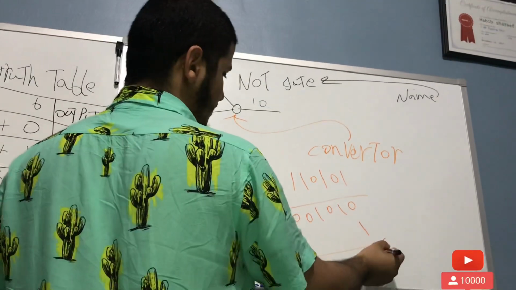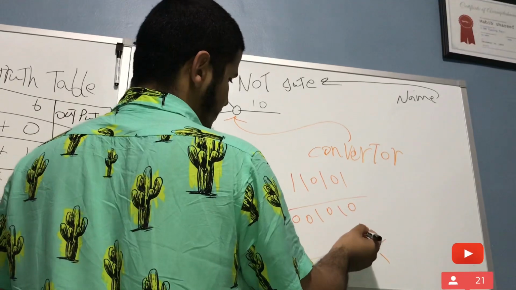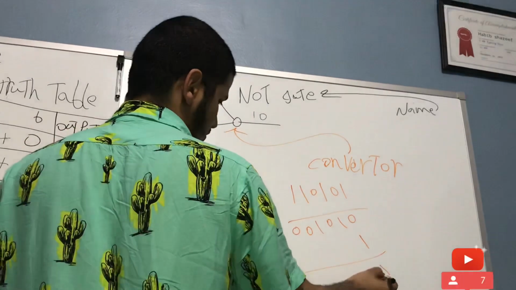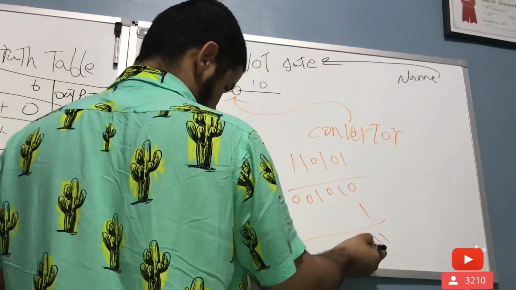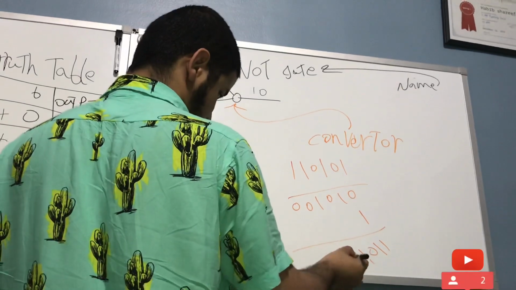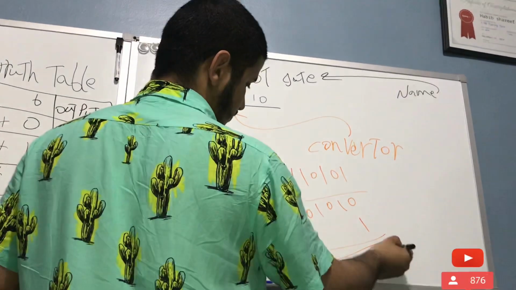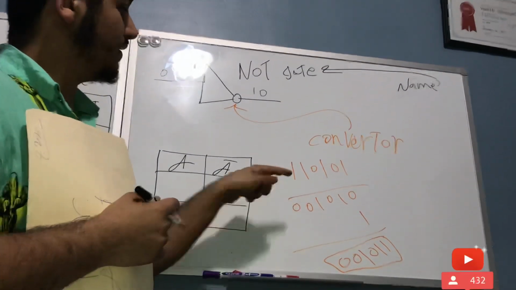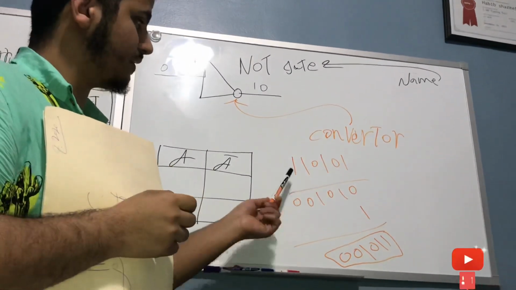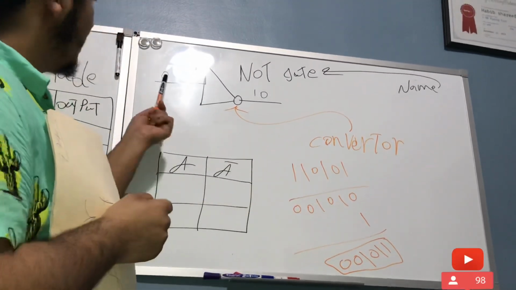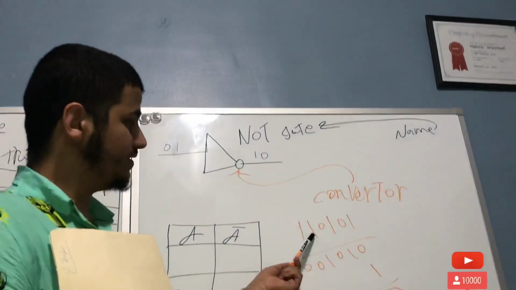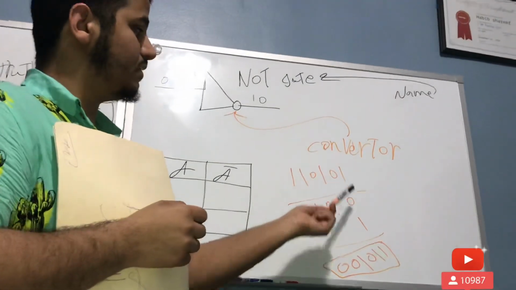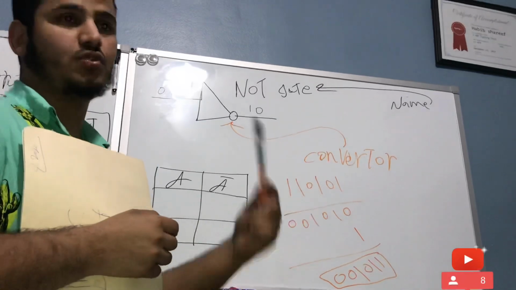0 plus 1 is 1. 1 plus 0 is 1. 0 plus 1 is 1. 1 plus 0 is 1. 0 0. That's how you convert between the numbers, because it converts. If it's 1 in here, the output will be 0. If it's 0, 1. If it's 1, 0. Converts 1s to 0s, 0s to 1s.